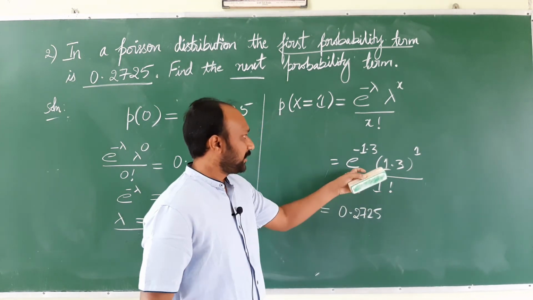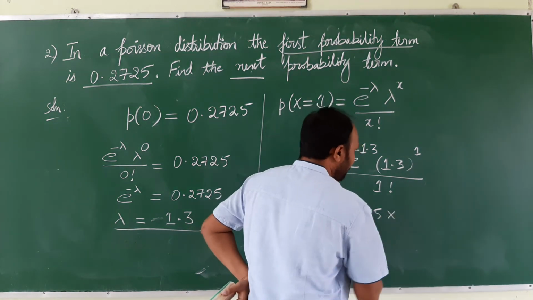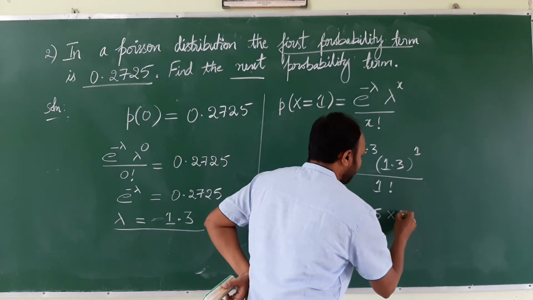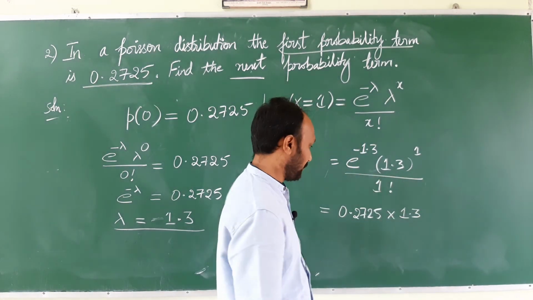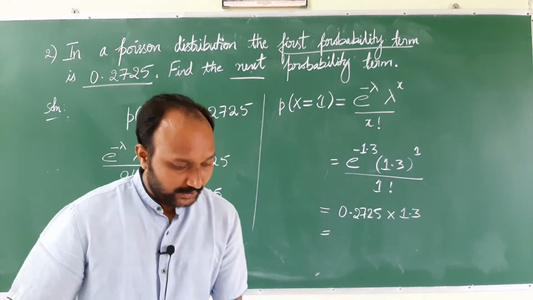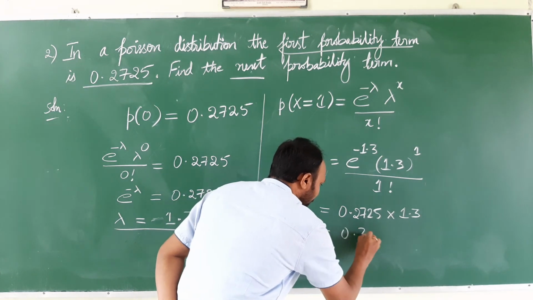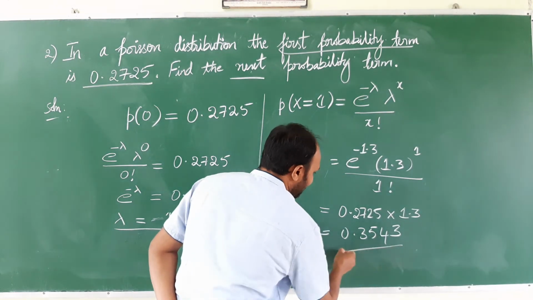E to the power minus 1.3 is 0.2725, into 1.3 to the power 1. Anything to the power 1 is the value itself, so 1.3. When you multiply this, you will get the answer 0.3543. So this is the answer.